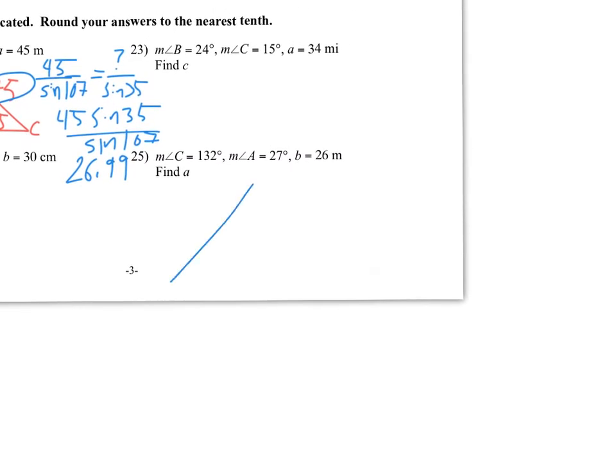Same thing, we got triangle ABC. Measure of angle A is 27 degrees, B is going to be 26, and angle C is going to be 132. Just like I did a few minutes ago, 132 plus 27 is going to be 159. We need another 21 degrees to get angle B. And we're looking to find A.